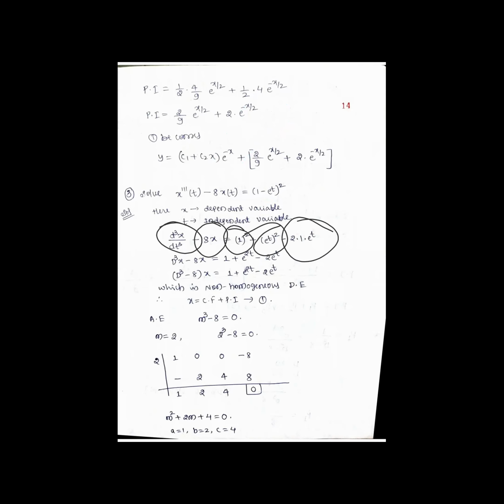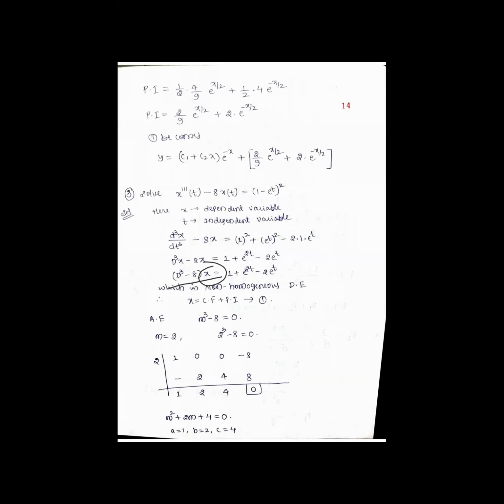So d cube x minus 8x is equal to 1 plus e raised to 2t minus 2 e raised to t. So (D cube minus 8) x is equal to 1 plus e raised to 2t minus 2 e raised to t. This is a non-homogeneous equation, because the RHS is not equal to 0. If the RHS is 0, it is a homogeneous equation, otherwise non-homogeneous. In a non-homogeneous equation, earlier we used to write y, but now the common quantity is x, expressed in terms of t. Be careful while writing: I have to write x is equal to something.